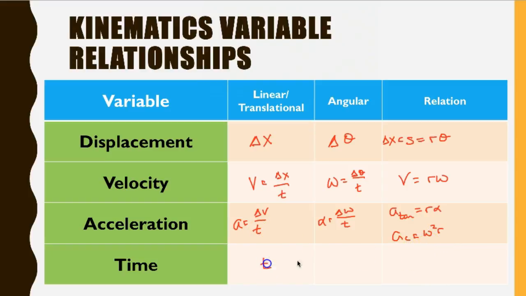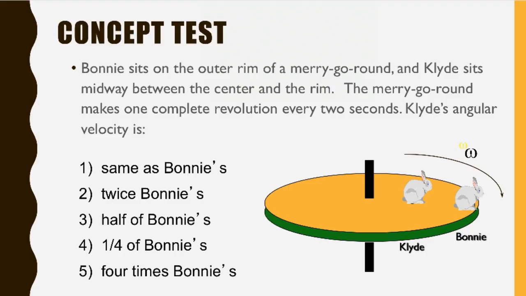Translational time, which is t. Hey, look, it's the same time that we've been using before. Okay, so we're going to use these a lot coming up. To make sure we're all on the same page, let's do a little concept check to finish this up. Bonnie sits on the outer rim. Clyde sits midway between the center and the rim. The merry-go-round makes 1 complete revolution every 2 seconds.